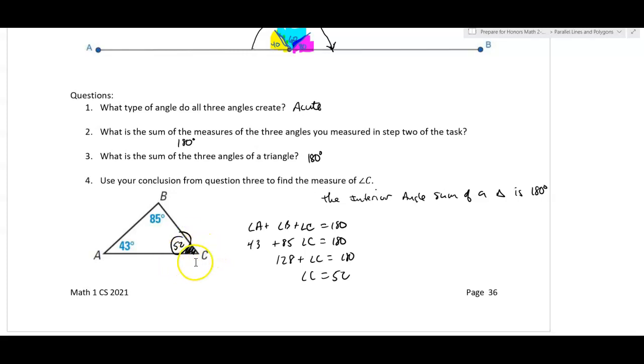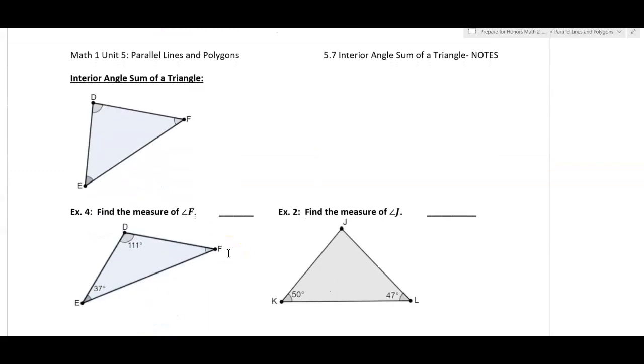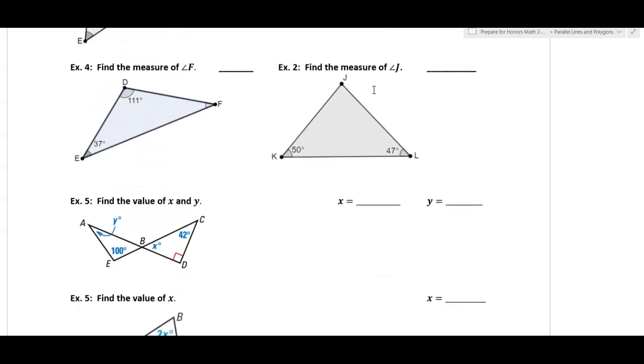Okay, so remember, the interior angle sum, or all three angles of a triangle, will add up to 180. So here, anytime we look, angle E plus angle D plus angle F will add up to 180. So let's look at the examples here. Find the measure of angle F. To me, the easiest way to do it, I'm looking for the third angle of a triangle, so I would do 180 minus 111 minus 37. So 180 minus 111 minus 37 would give you 32 degrees.